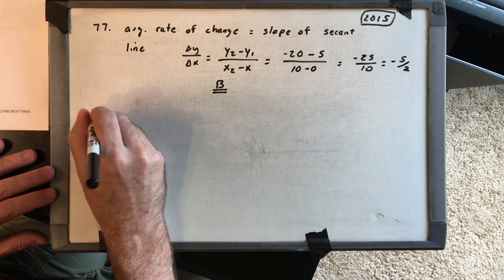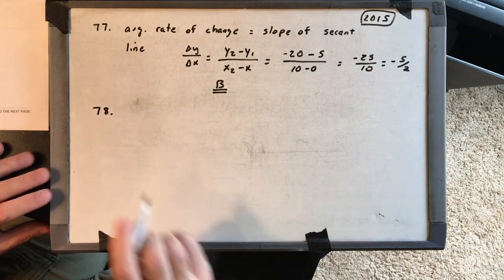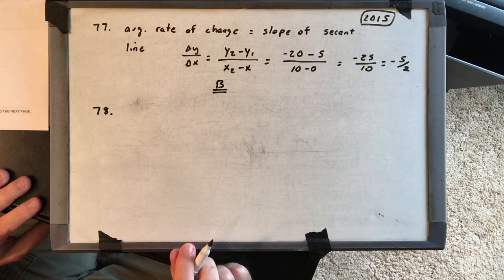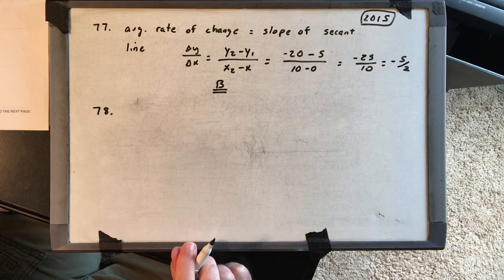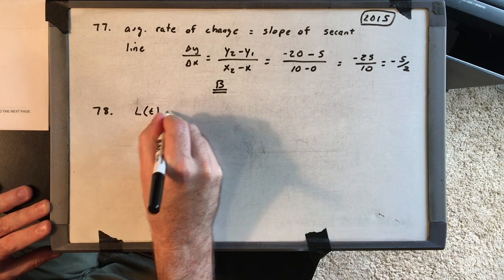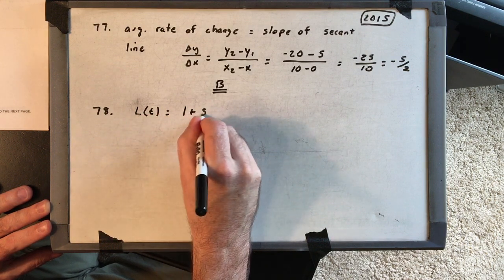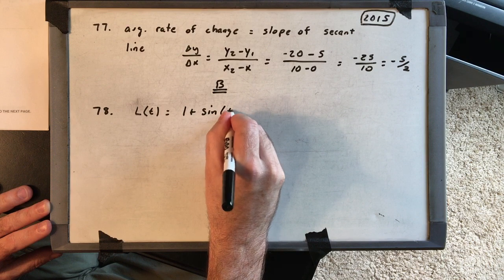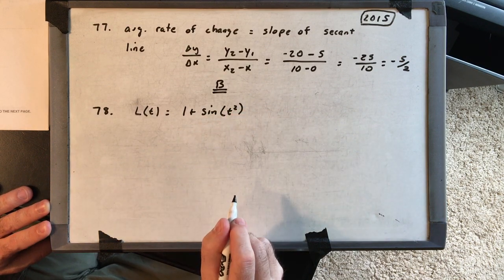All right, I think I can fit number 78 on here. So 78 says, the rate at which motor oil is leaking from an automobile is modeled by the function L, defined by L of t is equal to 1 plus sine t squared. L of t is measured in liters per hour, and t is measured in hours. How much oil leaks out of the automobile during the first half hour?